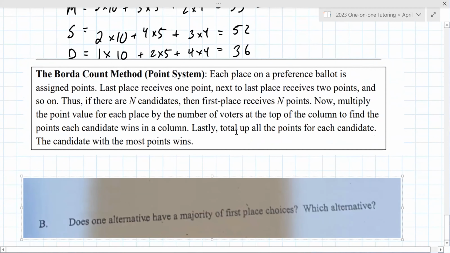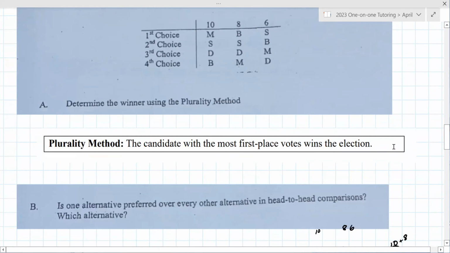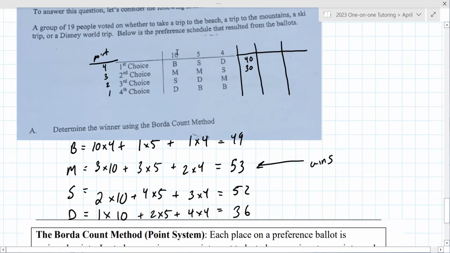But that doesn't mean it's going to be the winner. Based on the plurality method, the candidate with the most first place votes wins the election, so B would have won. But when you use the Borda count method, well, M wins.